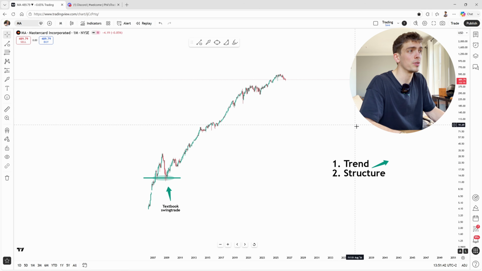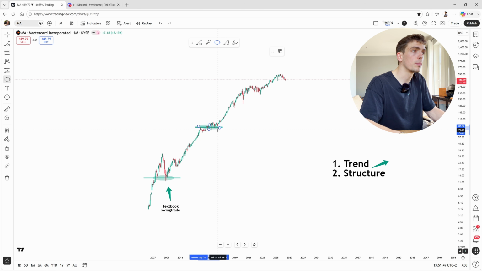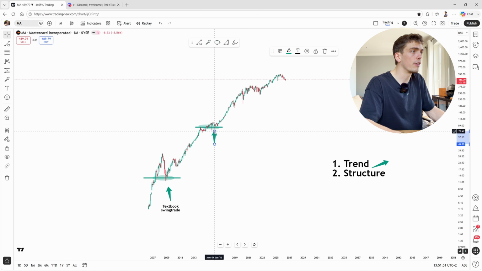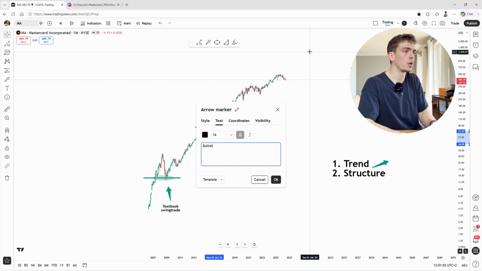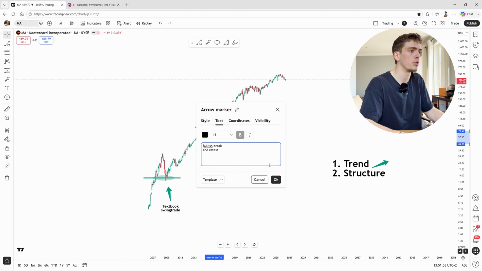Just to give you an example of where you could have entered another swing trade back in the year of 2015, you can see that MasterCard once again broke above a previous all-time high, which after the break towards the upside was simply turned support. You were able to perfectly catch this bullish break and retest.